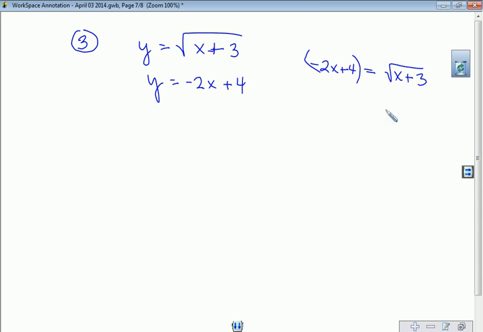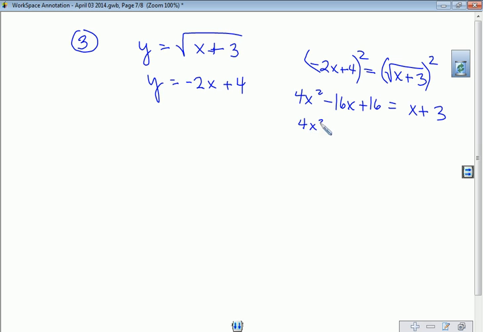Going to use substitution again. All right, who has an idea about what we do first? Square both sides. Okay, so when we square this side, we're going to get 4x squared plus 16, minus 16x, because it's -2 times 4 doubled, plus 16. Look at that. You square the first, you double the product, you square the last. It's all coming back.